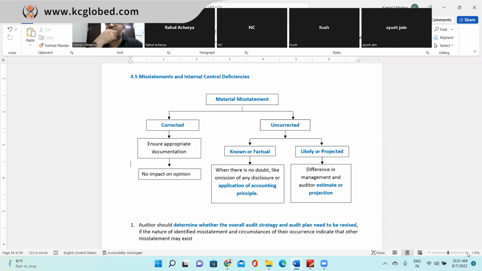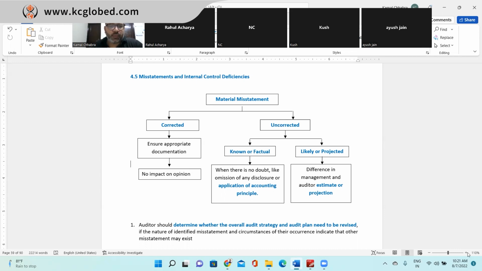The second thing is where management disagrees. When you have identified certain misstatements but management does not agree to consider their impact in the financial statements, there are two types of misstatement. One is known or factual misstatement, and the second is likely or projected misstatement.